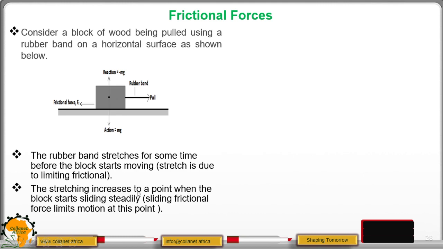The stretching increases to a point when the block starts sliding steadily. In other words, we are saying the sliding frictional force will limit the motion. Therefore, we have that the coefficient of static friction is greater than the coefficient of kinetic friction. But as you continue, this will continue until the body starts moving.